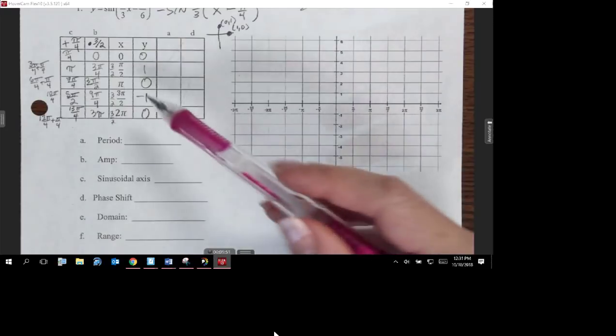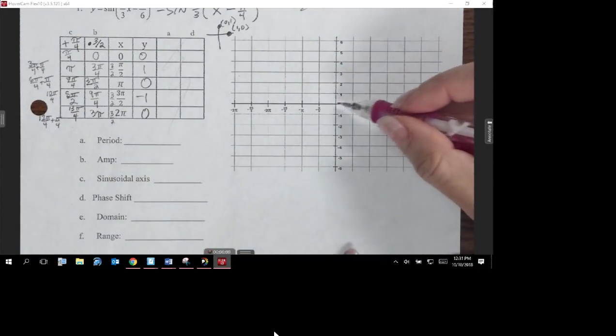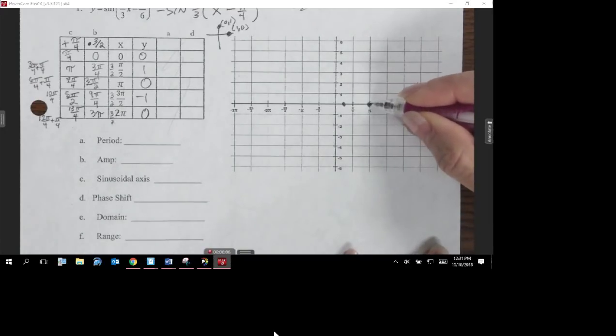Now we're going to graph these. There's no transformations on the y side, so we're going to graph pi over 4, 0. Oh no, pi over 4 is not on my graph. In between 0 and pi, it's exactly in the middle of 0 and pi over 2. So I'll go to the exact middle and put a point. And then pi, that's on the graph.